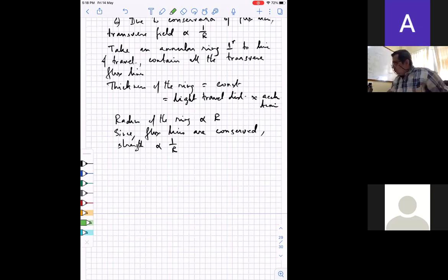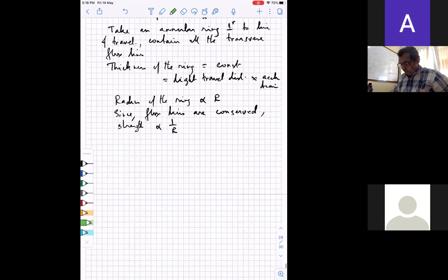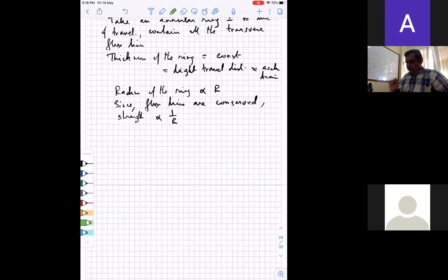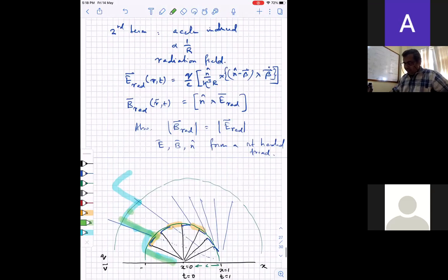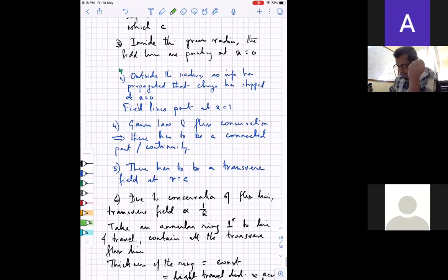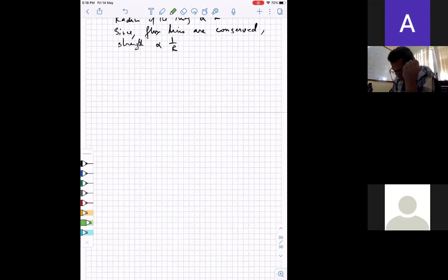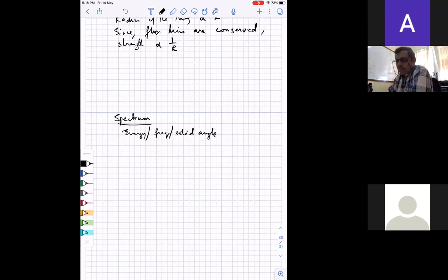Anyways, I want to quickly do a couple more things. I mean, I'm doing it slowly. So once we have this kind of radiation field given by these equations, we can also calculate its spectrum, something that we do again and again. So we can look at its energy, the spectrum. Let's look at the energy per unit frequency per solid angle.